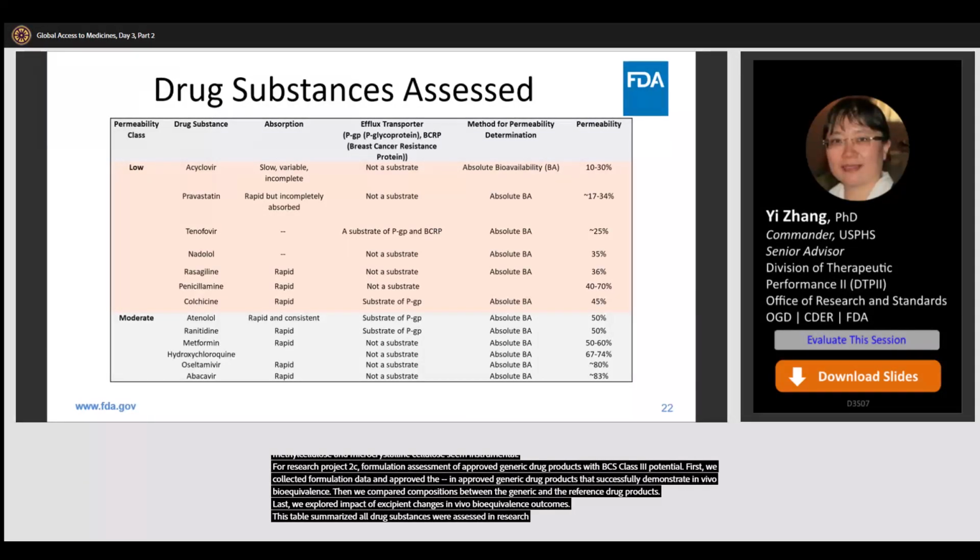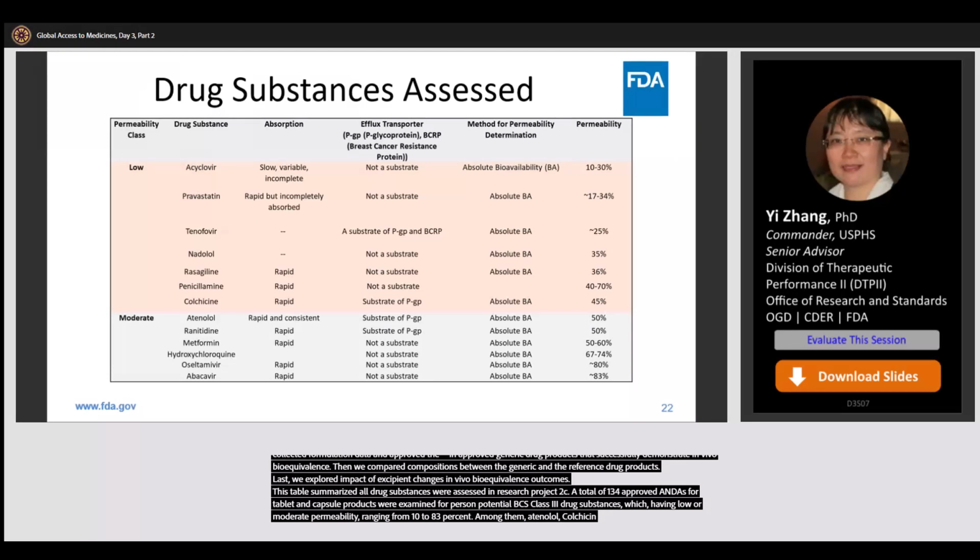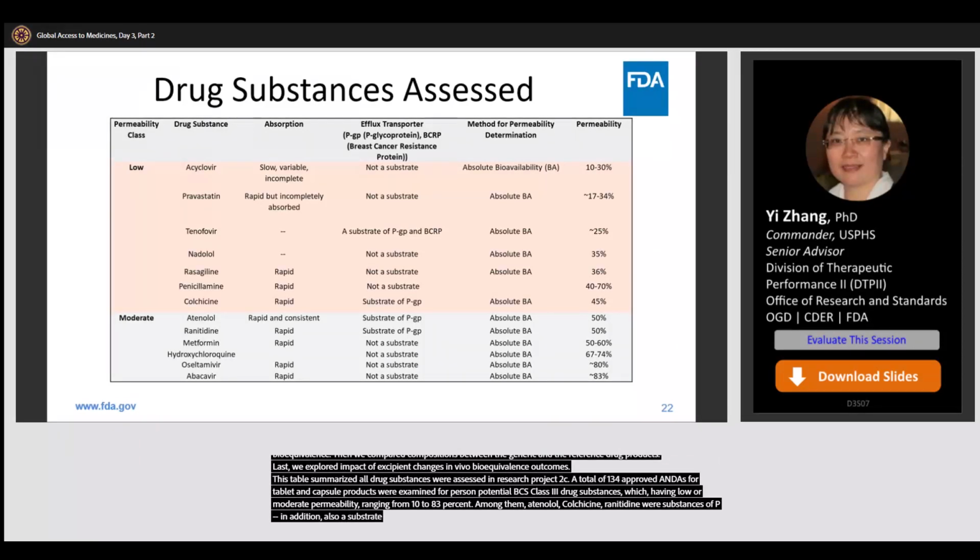A total of 134 approved ANDAs for tablet and capsule products were examined for 13 potential BCS Class 3 drug substances, which have low or moderate permeability ranging from 10 to 83%. Among them, atenolol, colchicine, ranitidine, and tenofovir are substrates of P-glycoprotein. In addition, tenofovir is also a substrate of breast cancer resistance protein. Both are efflux transporters.